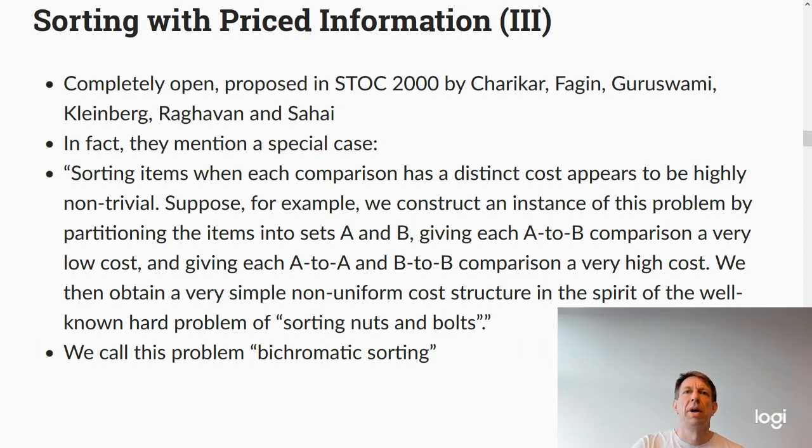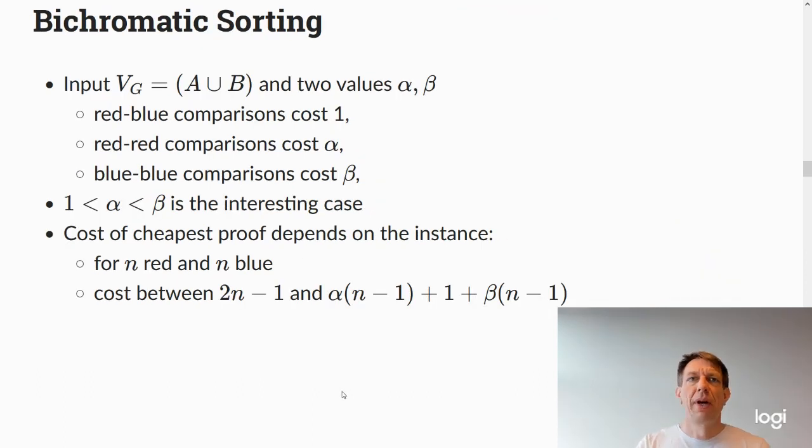This special case of sorting with priced information with two sets we call bichromatic sorting, and this is the problem all of our work in this presentation today is devoted to. To be precise, bichromatic sorting has as an input graph a bipartite graph with the two parts being A and B, and two values, alpha and beta, where we have the normalization assumption that the red-blue, the bichromatic comparisons have cost 1, all red-red comparisons have cost alpha, and all blue-blue comparisons have cost beta.